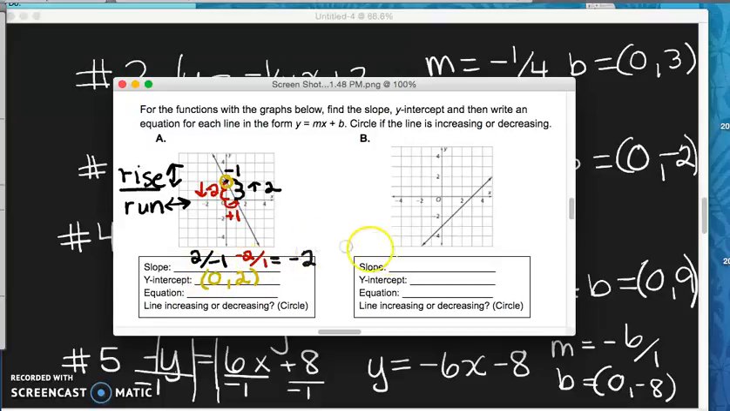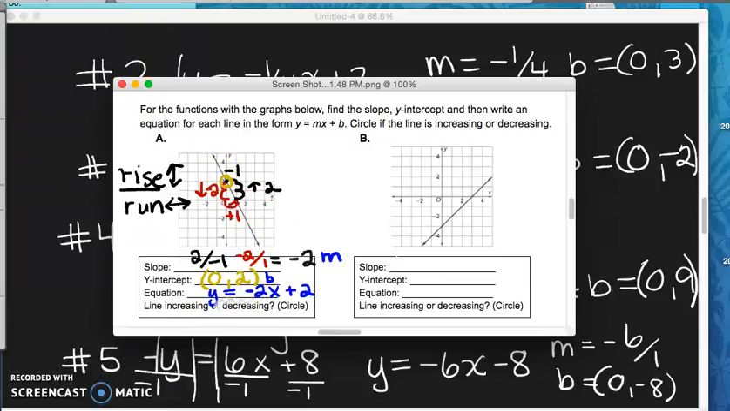So now that you have your slope and your y-intercept, let's put these two components together to make our equation. So y equals negative 2x plus 2. Remember, your slope's your m, your y-intercept is your b. Now, in order to determine if this line is increasing or decreasing, you read a graph the same way you read a book. You read it by going from left to right. Okay? So if you're looking at the line, the graph, you want to go from the left side, and as you go from left to right, your line is decreasing.